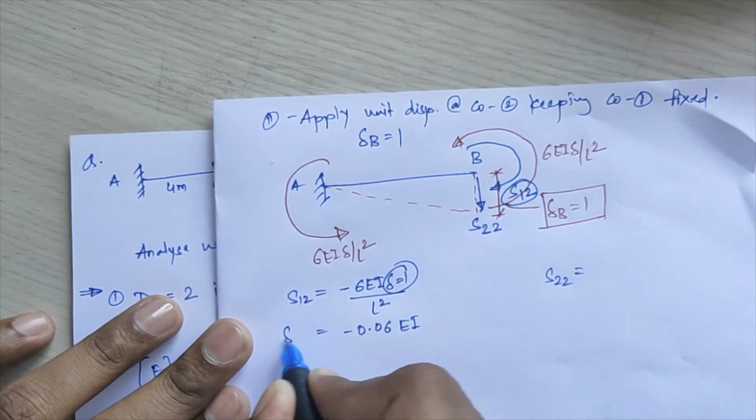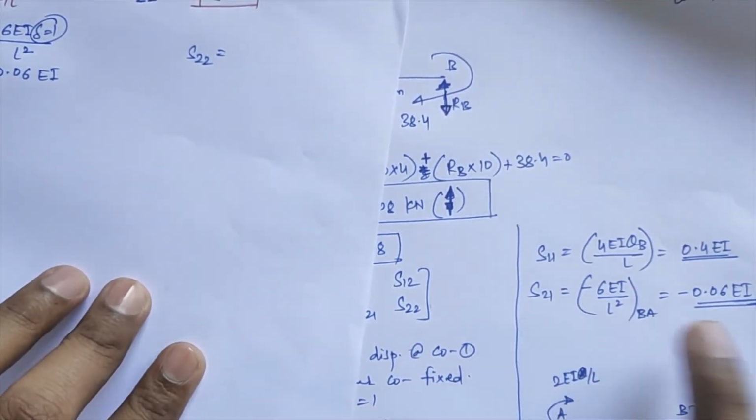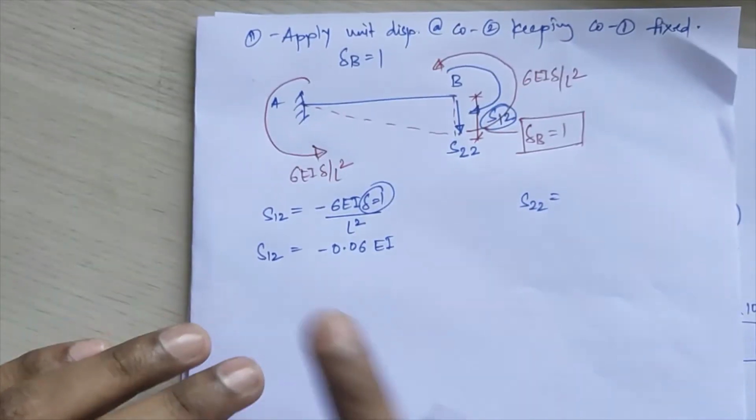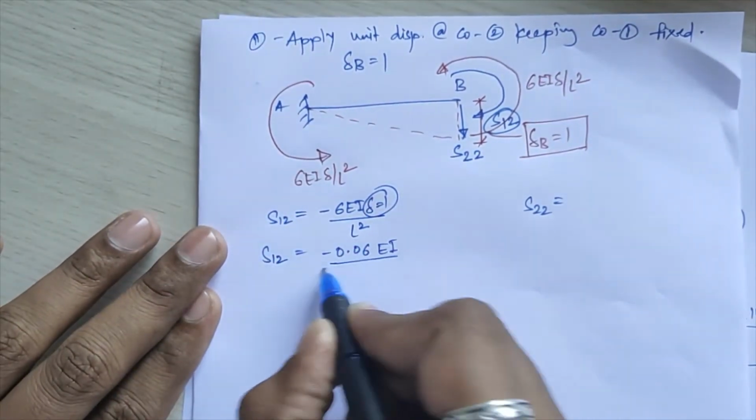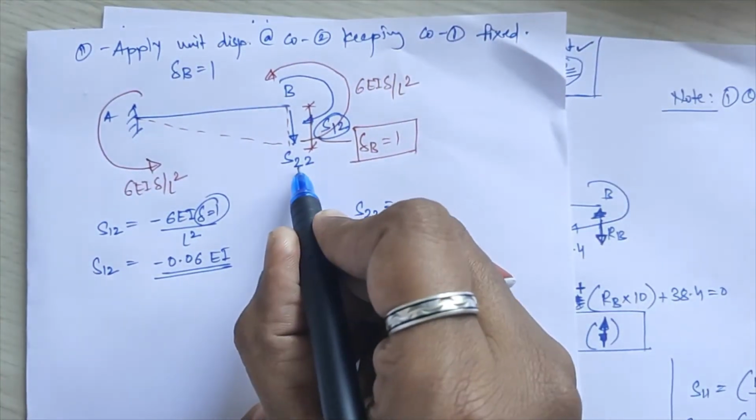Check whether you are getting this equal to S21 or not. S21 I have got equal to minus 0.06. Yes, it is coming the same. So this is S12. Next I have to calculate the S22 value.